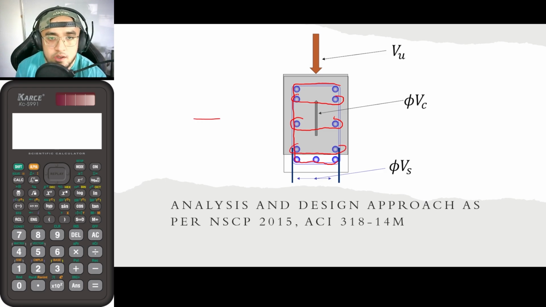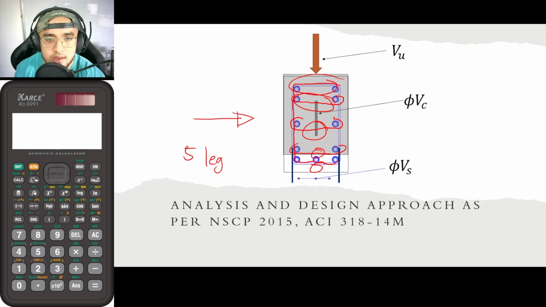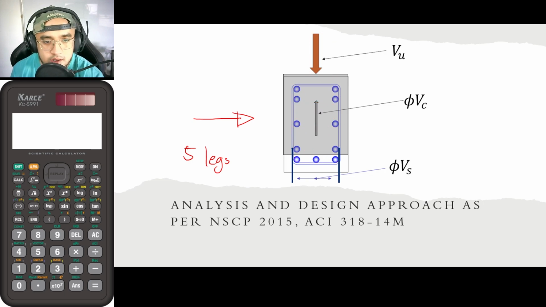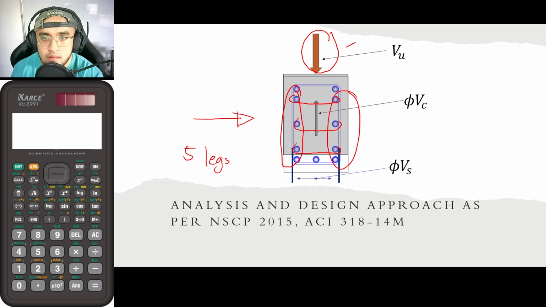If our shear force would now be oriented in this manner, we now have 1, 2, 3, 4, and 5 legs. Okay? 5 legs. But as you can see, if our shear force is this one here, we only have 2 legs. Sorry, let me just bring back the shear reinforcement from a while ago. So even though we have these legs here, if our shear is oriented in this manner, or vertically, it means we only have 2 legs. I hope that is clear. So we now have 2 legs.